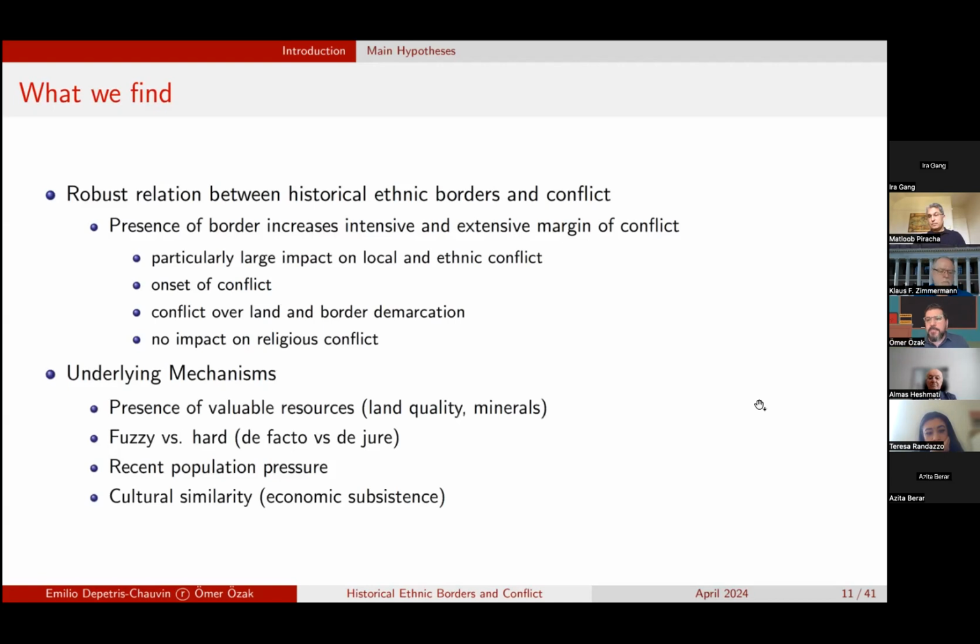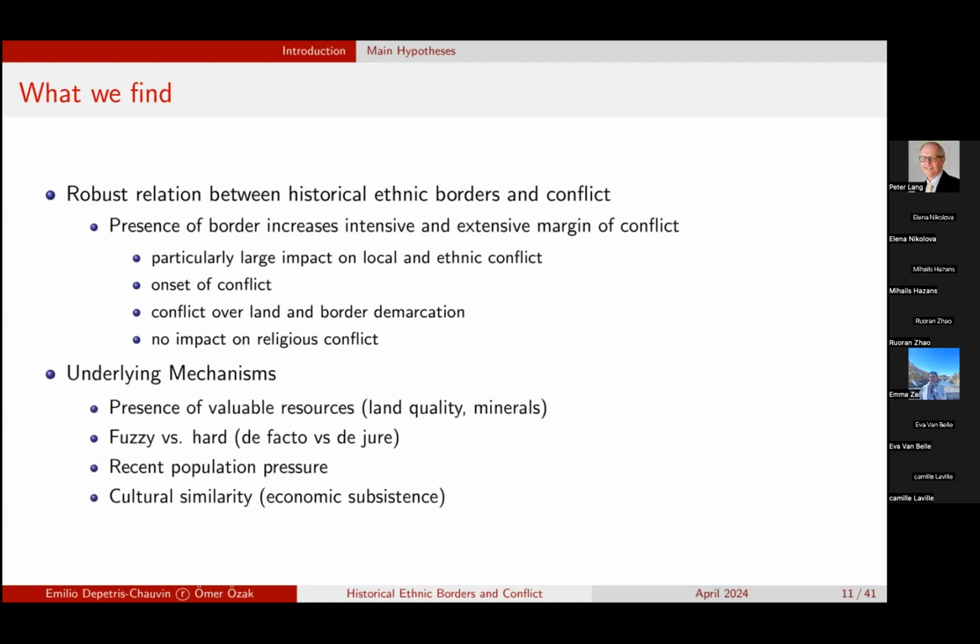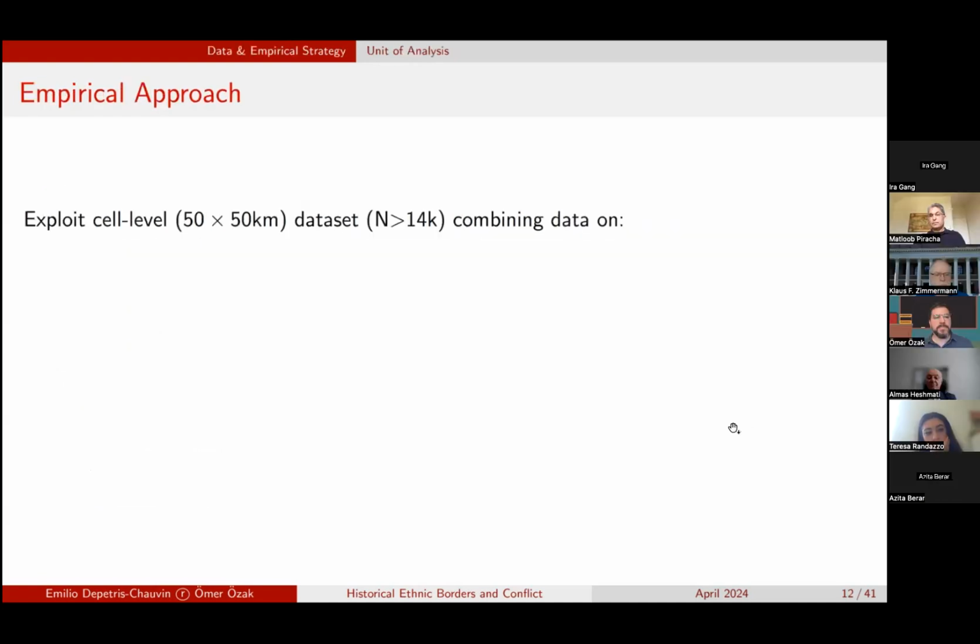When we look at underlying mechanisms, we find that the presence of valuable resources, the fact that the border is fuzzy or hard, and whether there was a lot of population pressure and cultural similarity at the border are underlying mechanisms for our finding. So let me go into the empirical data and try to show you what we do.